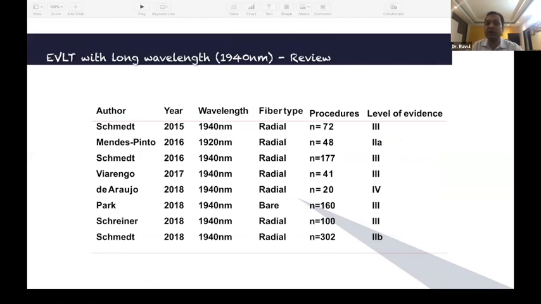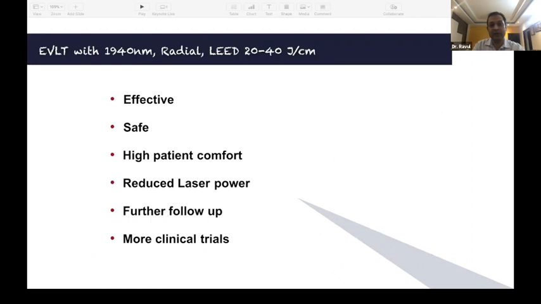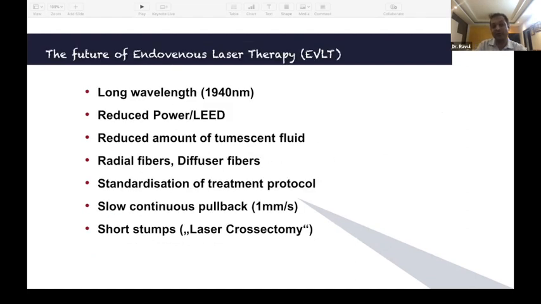And when we looked at all the 1940 literature which has been published, they got various numbers, levels of evidence, and they all show very good results at 6 months to 2 years follow-up, with 96-99% closure rates. The conclusions are that it's effective, safe, high patient comfort, reduced laser power, and further follow-up and more clinical trials are required. So as we used to have with 1470.